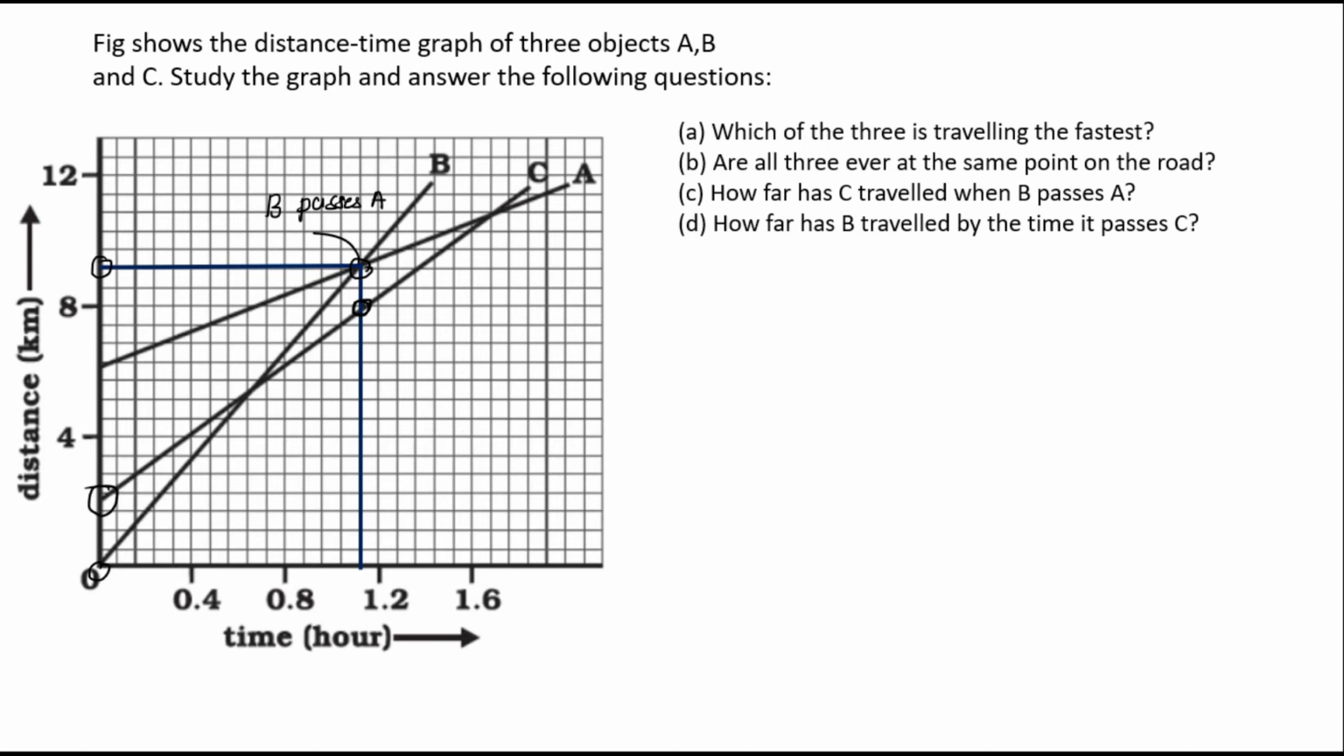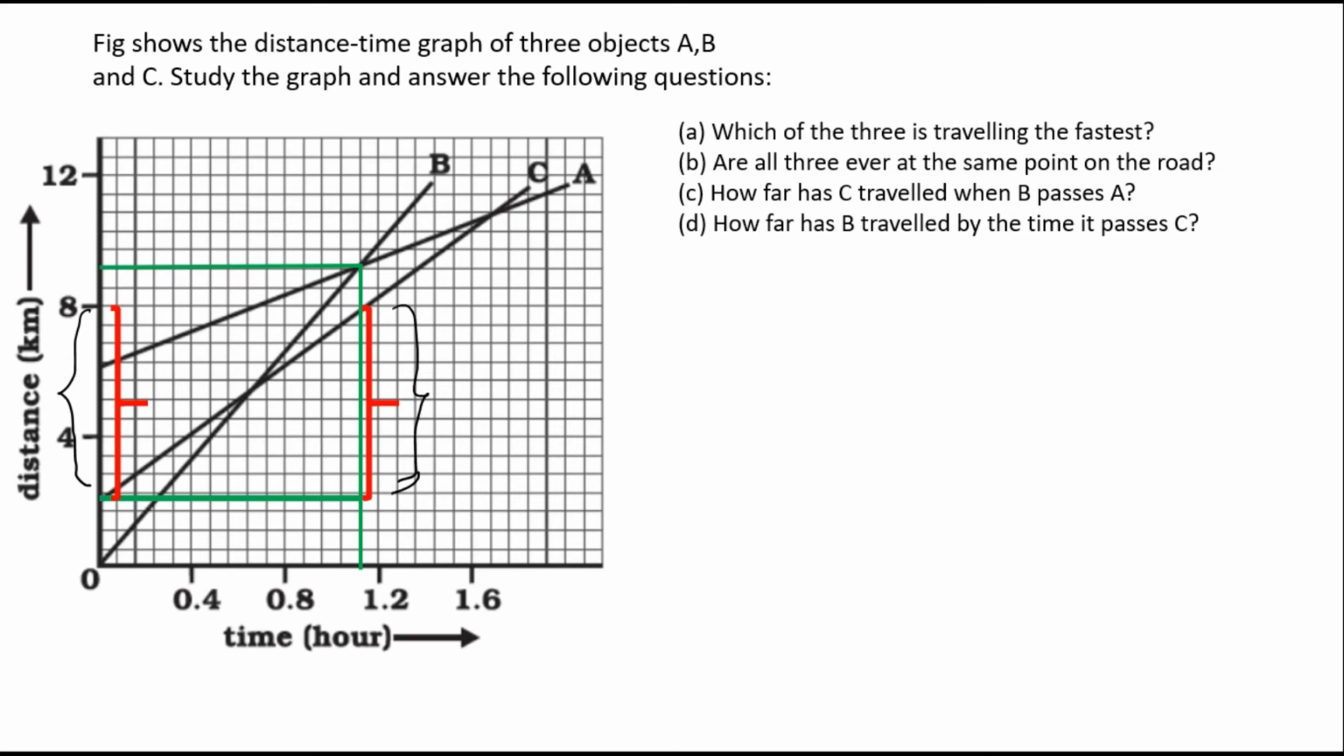So we should not take the entire distance to measure the distance traveled by C. Let us make a line in a different color here so we can easily make it out. This is the point we can fix for C when B passes A. But what is the starting point? The starting point is here, because C has traveled from this particular distance. So take this particular portion on the y-axis. Please recall, we are being asked to find the distance traveled by C. Now, this much is the distance traveled by C.